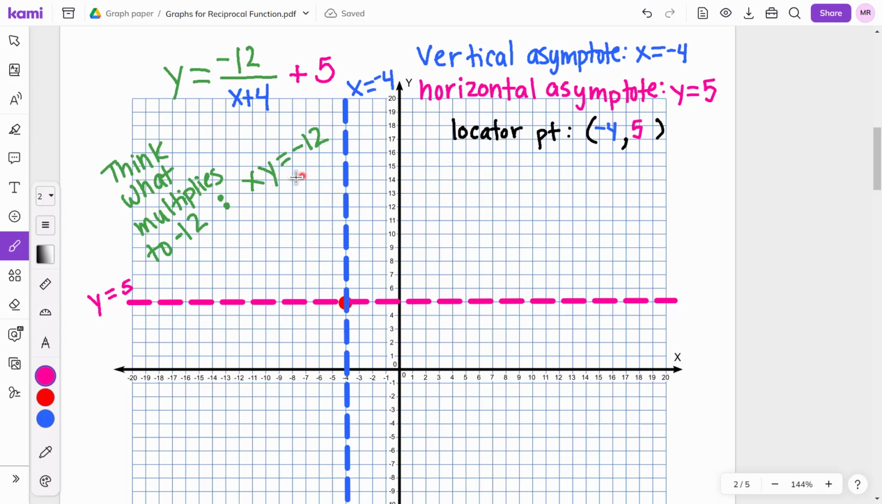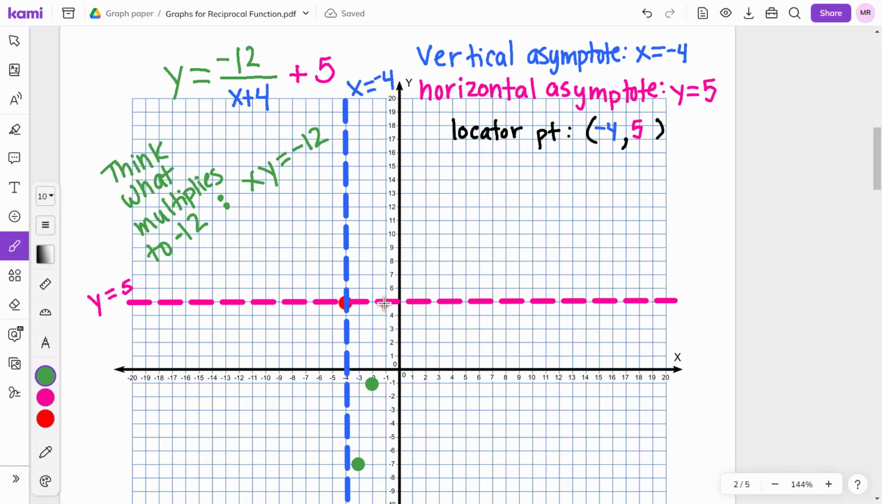And now I'm just trying to think of things that multiply to a -12. So when I plot this, let me just get this a little thicker. Okay, so -12, I'm going to go +1, and I'm going to go down -12. So 1, 2, 3, 4, 5, 6, 7, 8, 9, 10, 11, 12. I'm going to go to 2 and then 2 away, and I'm going to go down -6 because 2 times -6. So 1, 2, 3, 4, 5, -6.